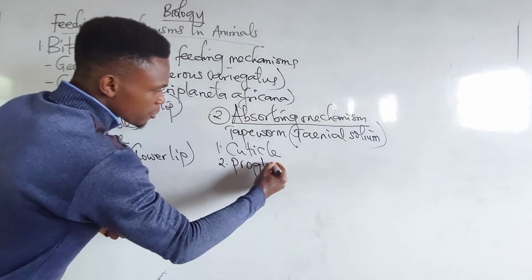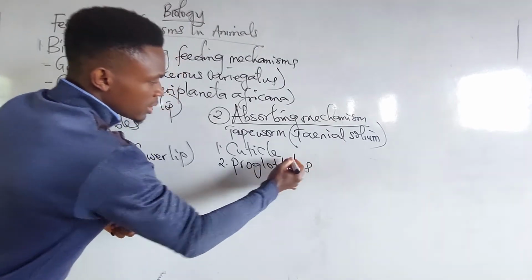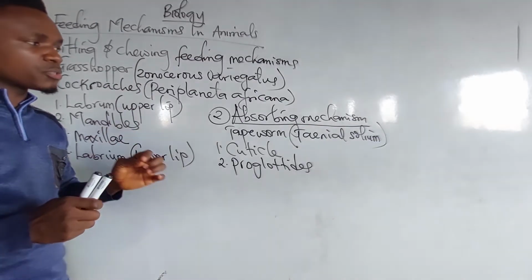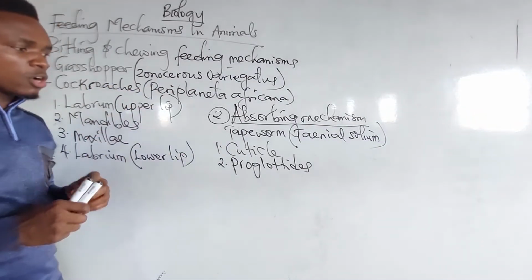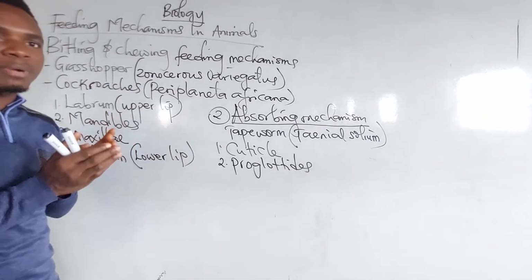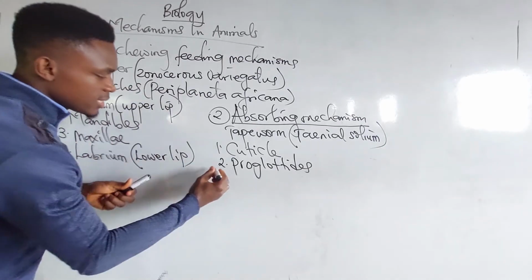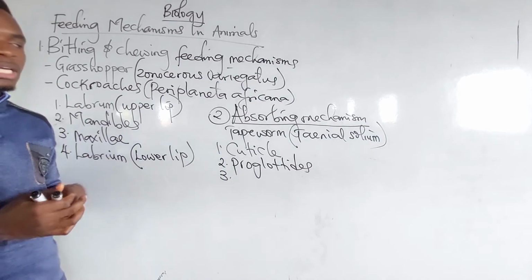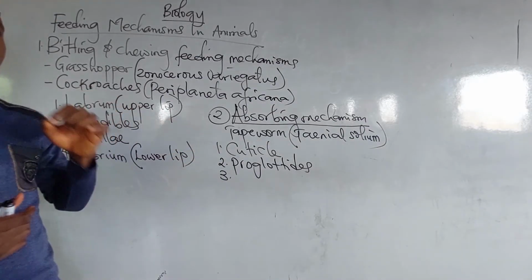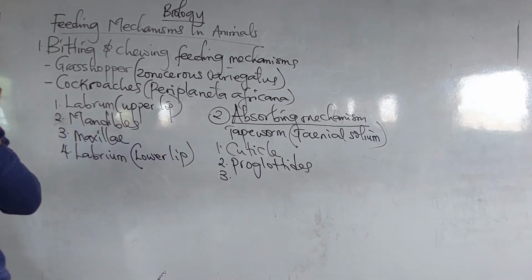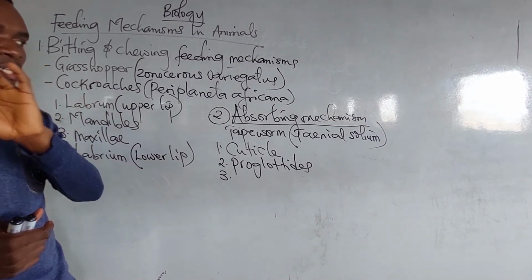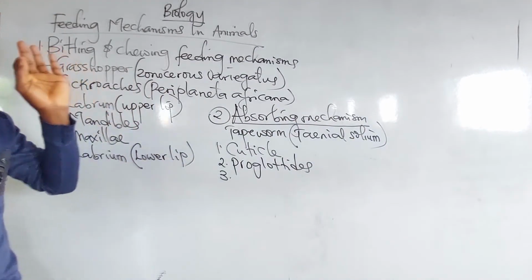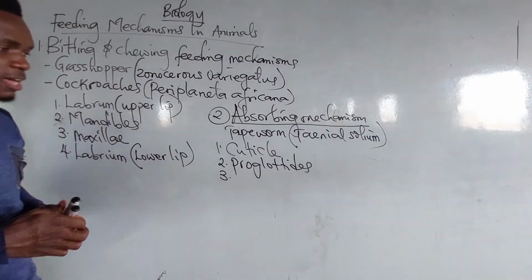Now, these proglottids enhance the effective absorption of food materials from the host. It permits the absorption of food materials from the host. Then you have number 3. It lacks an alimentary canal. I told you that it does not have the ability to carry out the digestive process because it lacks an alimentary canal. Therefore, it has absorbing mechanism. It depends completely on the host for survival, right?